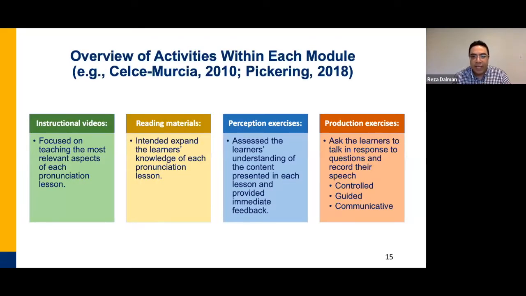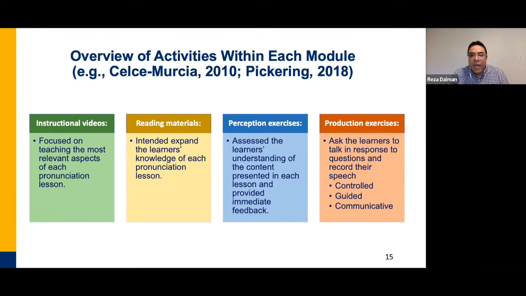This is an overview of the activities within each module. Each module included an instructional video, which focused on teaching the most relevant aspects of each pronunciation lesson. A reading material was intended to expand the learner's knowledge of each pronunciation lesson. The purpose of including instructional videos and the reading materials was to provide explicit instruction for the L2 learners for each pronunciation feature. Actually, the purpose of these materials was to raise their awareness of the pronunciation feature that they were learning.